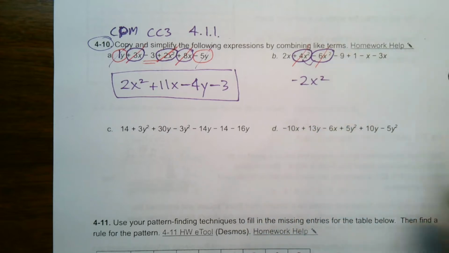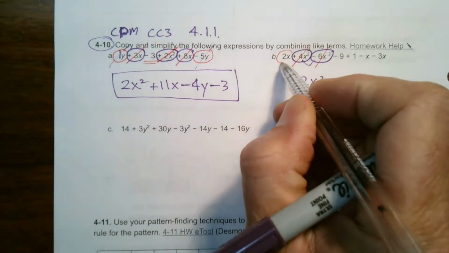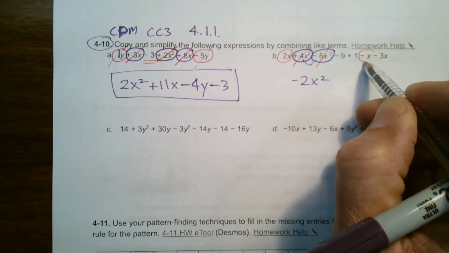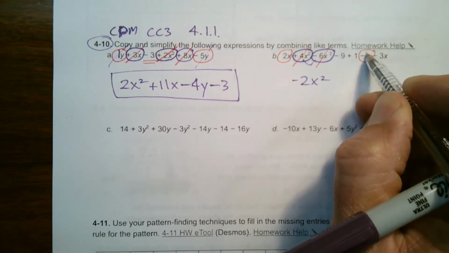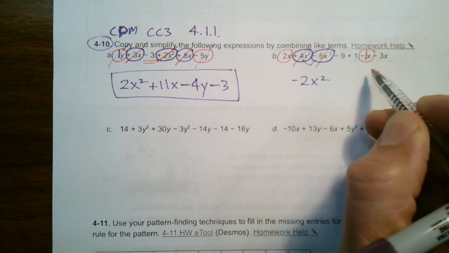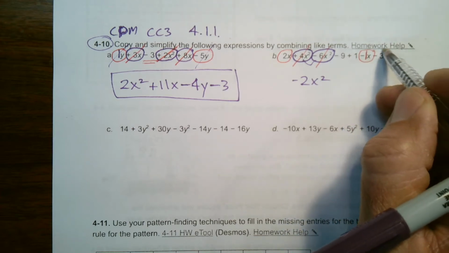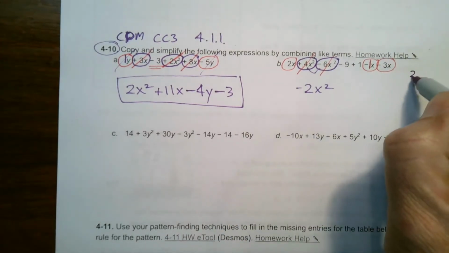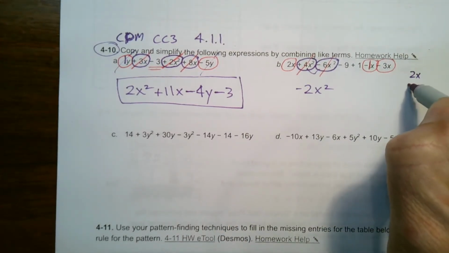Now I'm going to look for my x terms, right? So again, here's a positive 2x. And there's another x term. It's got a minus in front of it. Don't forget about that minus. And remember that there's no number. It's always a 1. So minus 1x. And then a minus 3x. So basically what I'm doing is I'm combining this 2x. I'm combining a negative 1x.